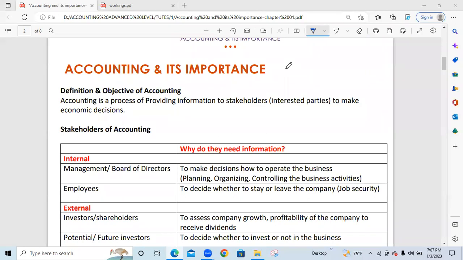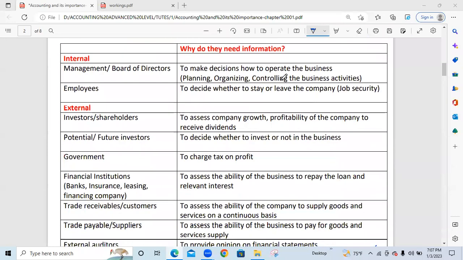So guys, there are stakeholders, the people who are interested in our business, but they are outside the business, while there are stakeholders who are interested in our business and they are inside our business. So stakeholders, there are two types, internal and external. Last class we studied the types of stakeholders.